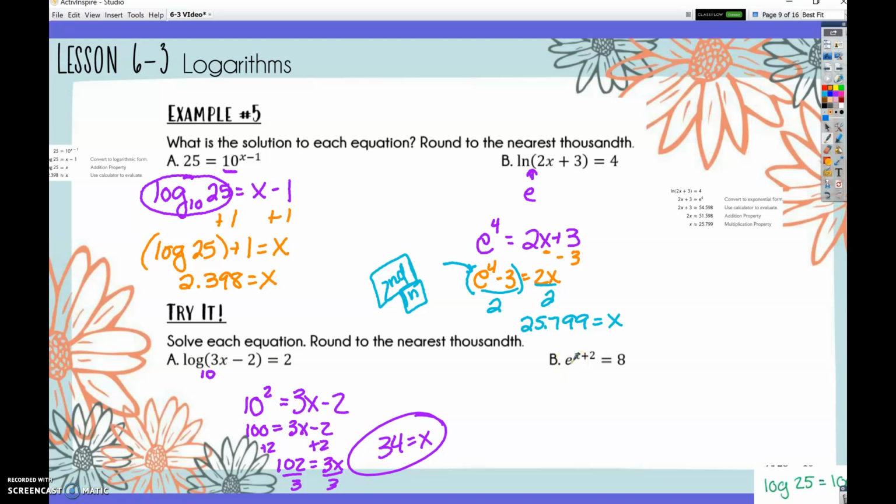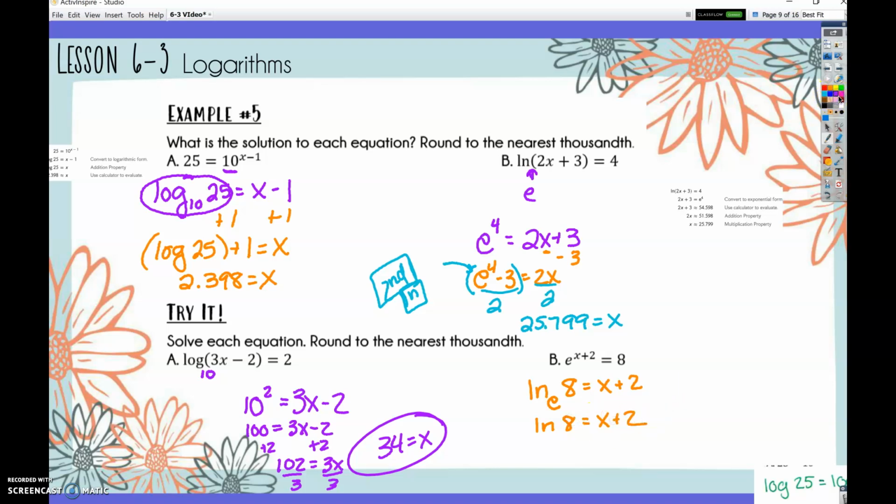Finally, here I have my e. This says e to the power of x plus 2 equals 8. If I rewrite this as a logarithm, I'm going to use that natural log, and I don't have to write the e, but I will. My 8 comes over here, and my x plus 2 is the answer. Remember, this is like your input on this exponential, so it's your output on the log version. Now, I don't have to write the e, so I could write natural log of 8 equals x plus 2.